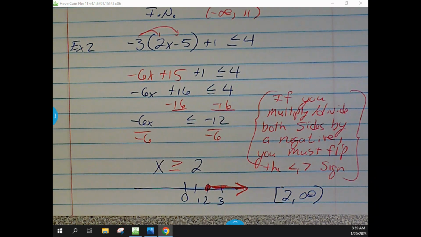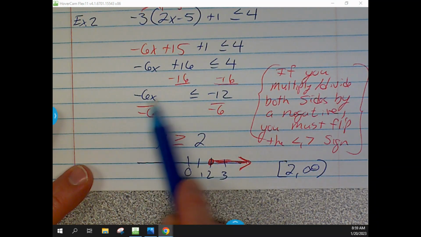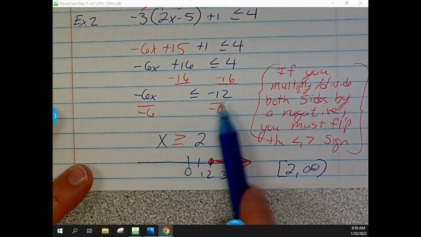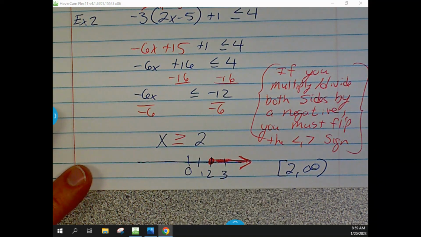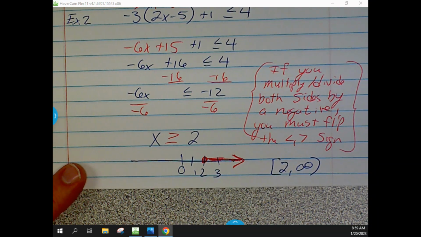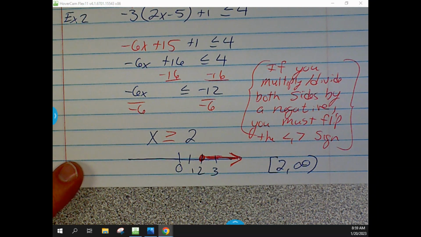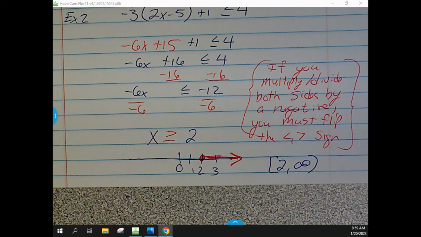Basically, once you've done the distributive property and you've added and subtracted everything you can do, multiplication and division is usually the last thing you do. But if you get here and the number with the x is negative, and you multiply or divide, that's when you have to flip that sign. Adding and subtracting, you don't worry about it. It's only that last step when you either multiply or divide by a negative number.